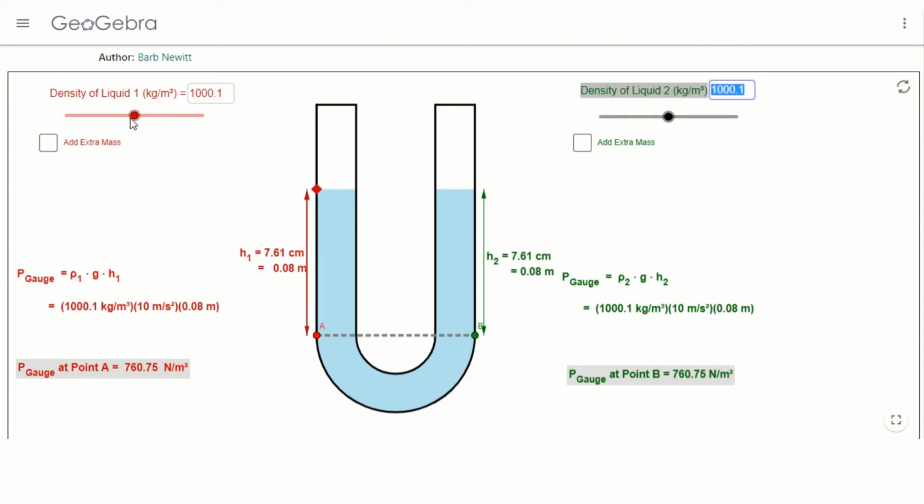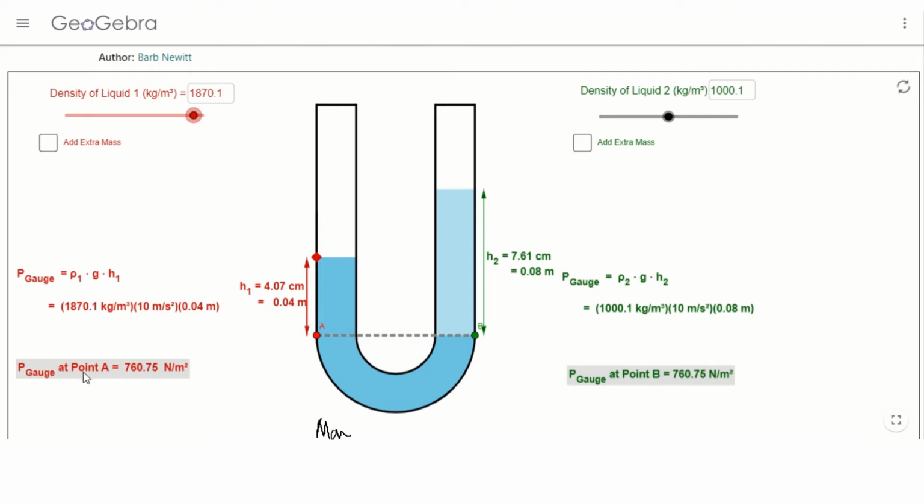Let's make the density of this liquid more. So if I drag this, more dense, it actually affects the liquid on the other side. Okay, see what's happening there? Ooh. So now this side's liquid is more dense and it's kind of like filling up this whole bottom part. And you have a difference in height. So from here to here is the more dense liquid, from here to here is the less dense liquid.